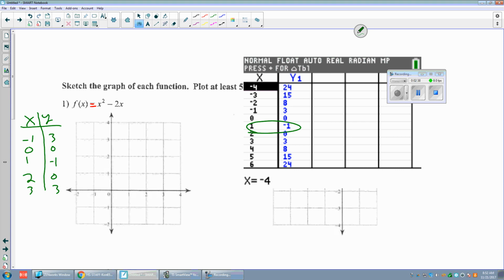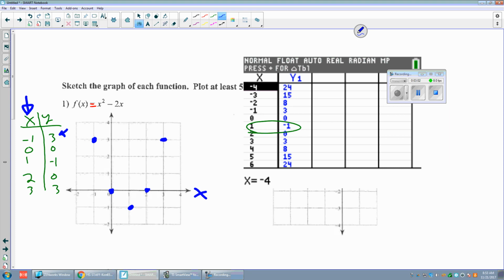Now we plot the points. Negative 1, go in the x direction. That's why it says x. Go in the x direction, negative 1. Then go up 3 because it says negative 1, 3. Then 0, 0. That's the easy one at the origin. Then 1, down 1, negative 1 in the y direction. 2, 0, and 3, 3.